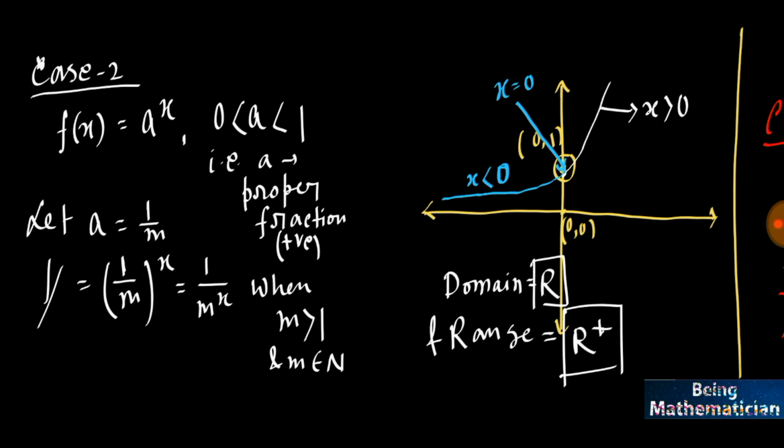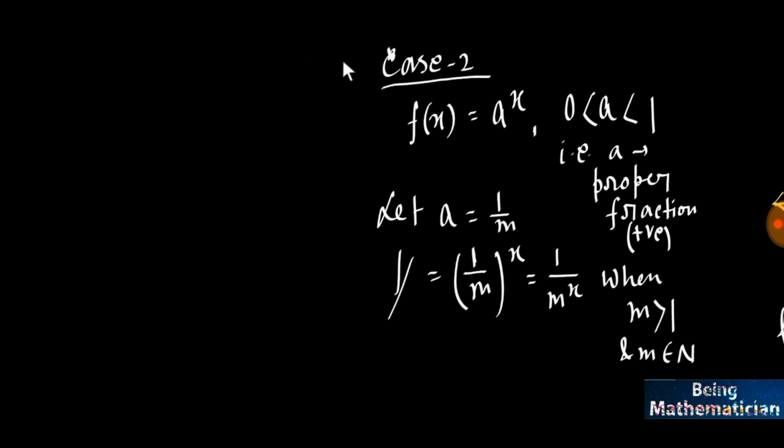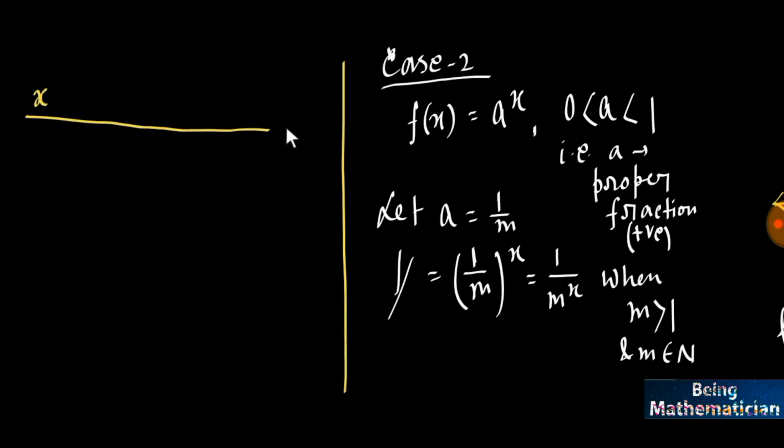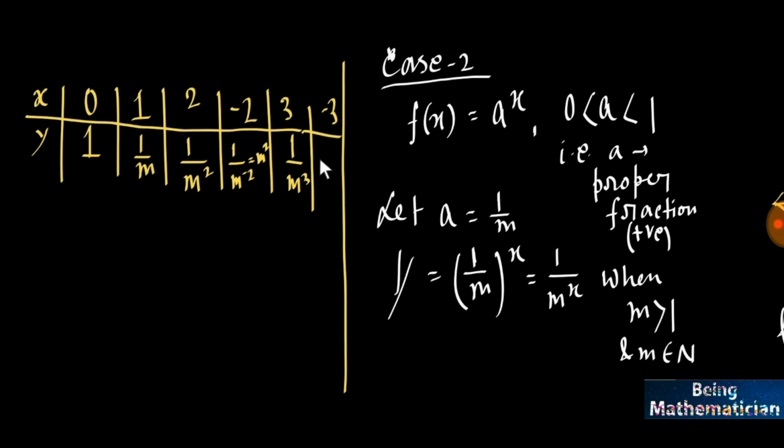Now, let's see the table. When x is 0, then y must be 1. When x is 1, then y is 1 by m. When x is 2, then y is 1 by m square. When x is minus 2, then y is 1 by m to the power minus 2, that means m square. When x is 3, then y is 1 by m cube. When x is minus 3, then y is m to the power 3, that means m cube.